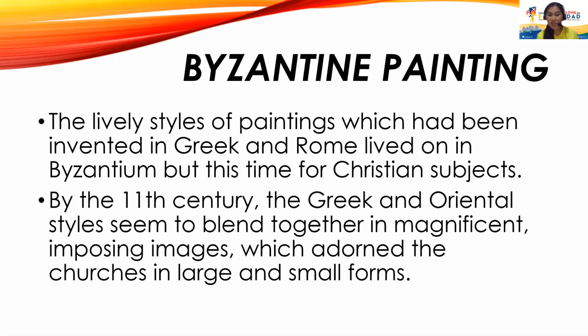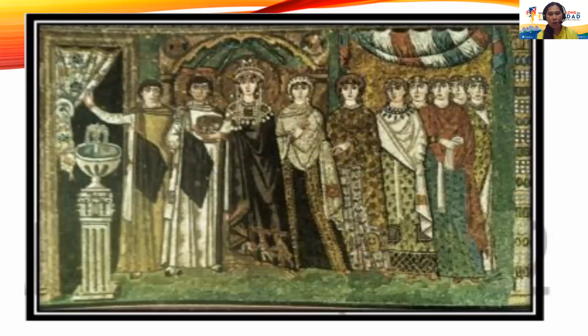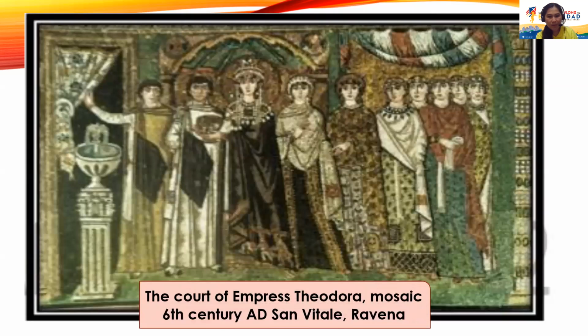By the 11th century, the Greek and Oriental styles seem to blend together, meaning they were mixed, in magnificent, imposing images which adorn the churches. Their religion was Christianity. We have one example painting, which is the Court of Empress Theodora. Mosaic, 6th century AD, San Vitale, Ravenna. So this is an example.